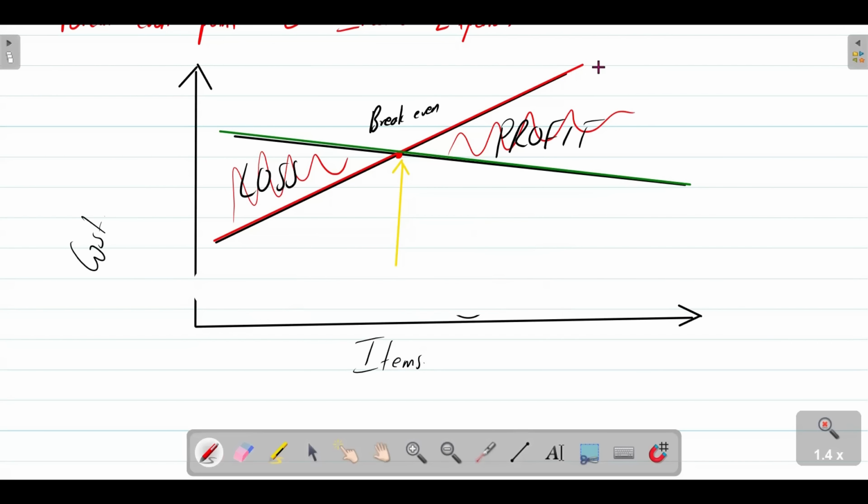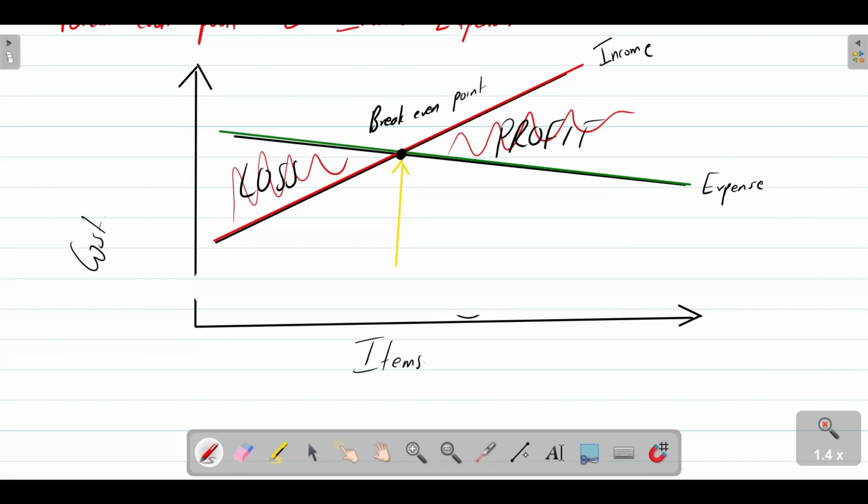So now, if we said that the red is representing the income, and then the green graph is representing the expenses, what I've just said now is that this point there, where the income and the expenses intersect each other, where they cut each other, that point there is called the break-even point.